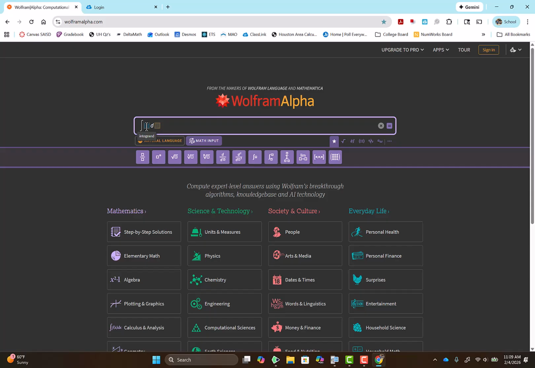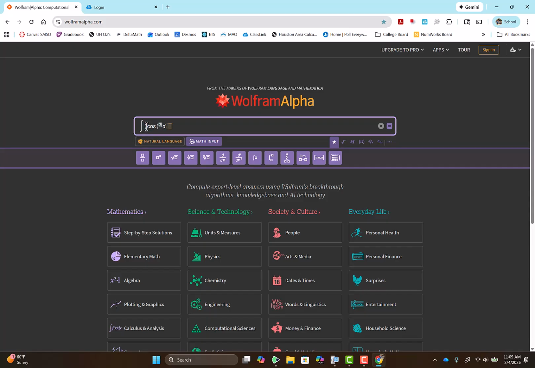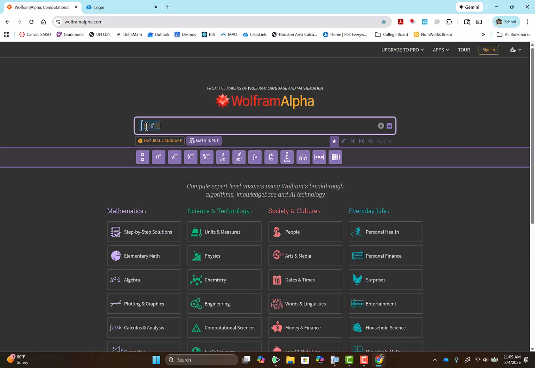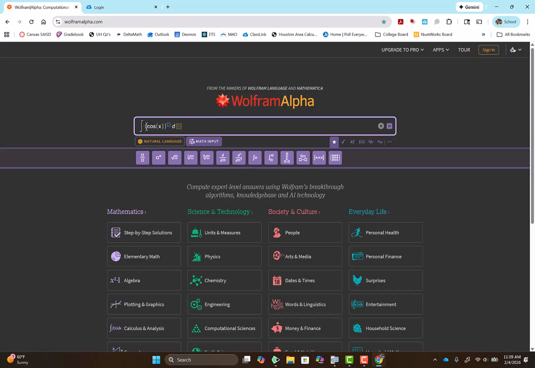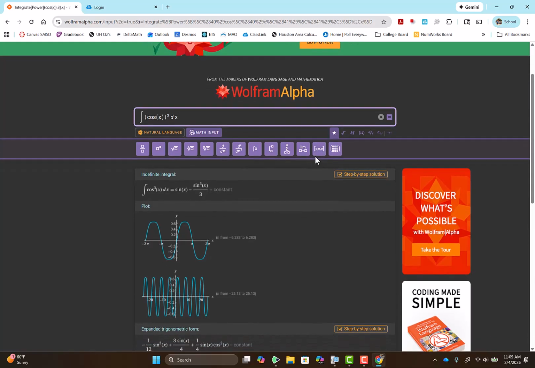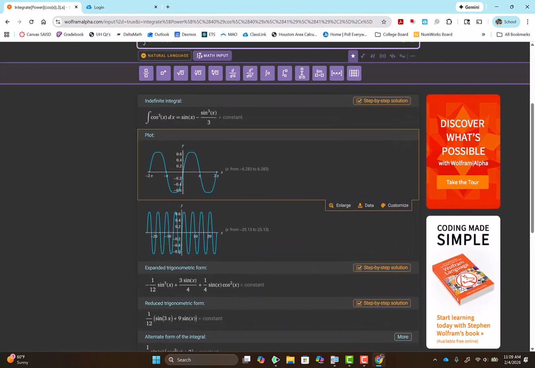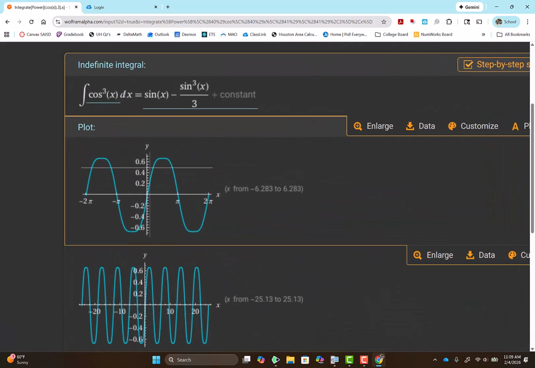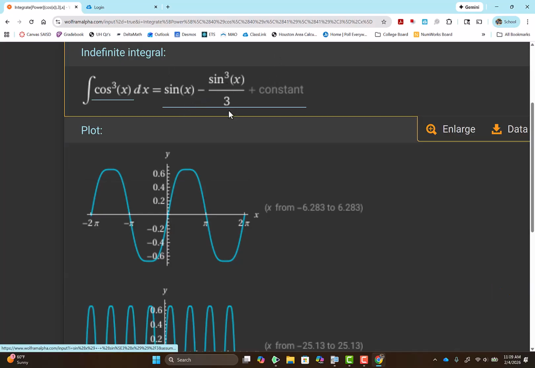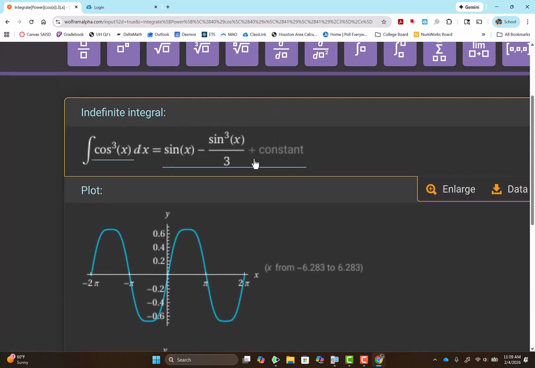What was my original question? Cosine cubed. Look, I hope that it tells you, I don't know, it might or it might not, how to do u-substitution. Cosine x, and then let me put a parenthesis to the third power with x. So let's see what it tells me. I'm going to push enter. And it doesn't tell me anything useful. Look, here's the answer. Isn't that what we got? Sine x minus sine cubed x over 3 plus constant. But it doesn't give me any hints on how they did it.